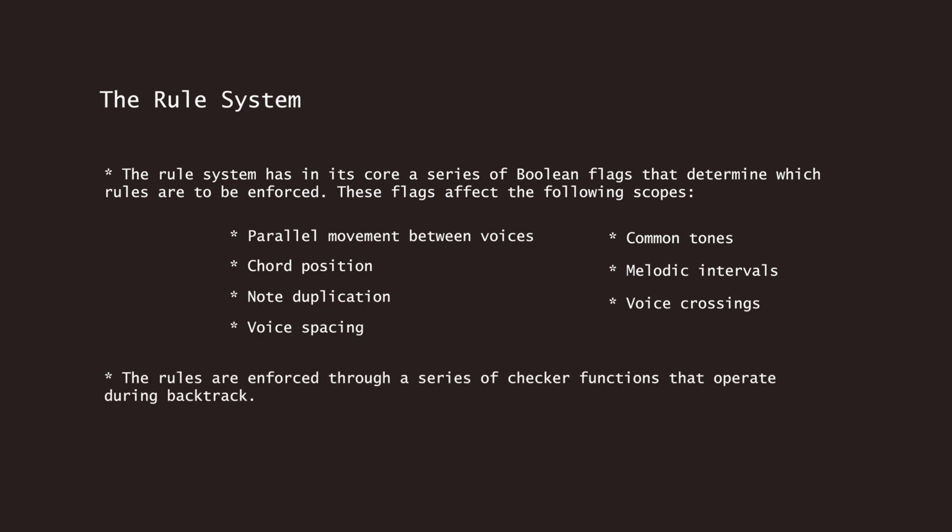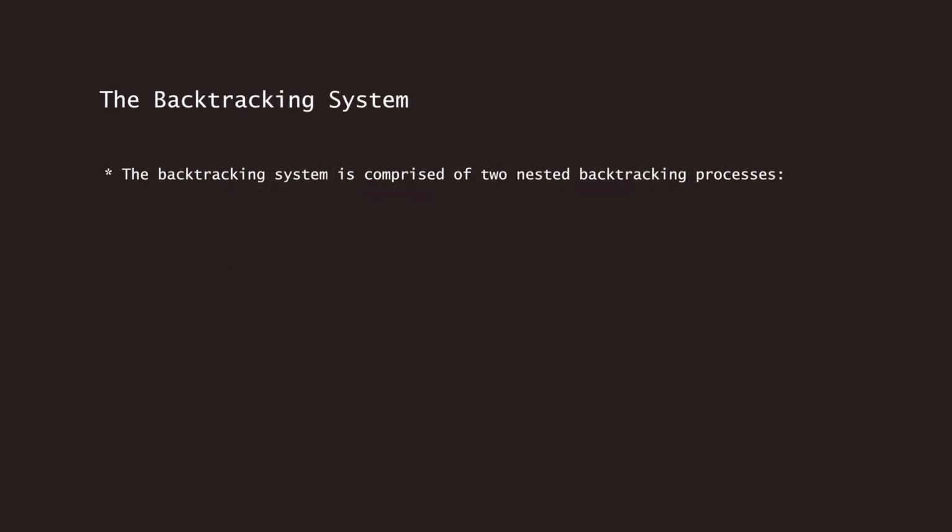The rules are enforced through a series of checker functions that operate during backtrack, asserting the validity of the generated chords or progression. The backtracking system is comprised of two nested backtracking processes. The inner process generates all valid chords for each of the ciphers. The range system is called before this process to gather four series of candidate notes, one for each of the voices, to be used during this process.